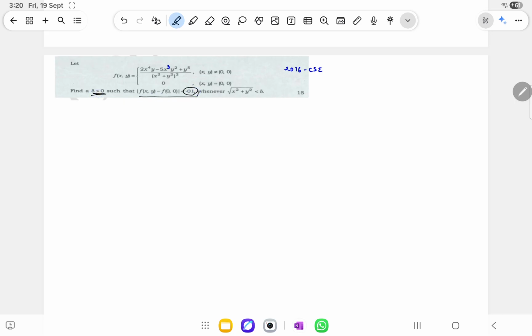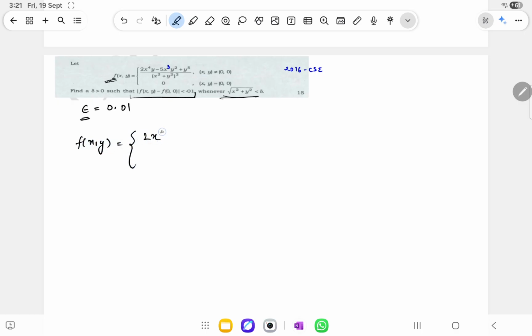In this question, using the definition of continuity, we are supposed to find a delta for a specific epsilon. They have given us epsilon as 0.01. So for this specific epsilon we are supposed to find a delta such that this thing holds, that is, for this epsilon we need a delta so that this function f(x, y) is continuous whenever this is also true.